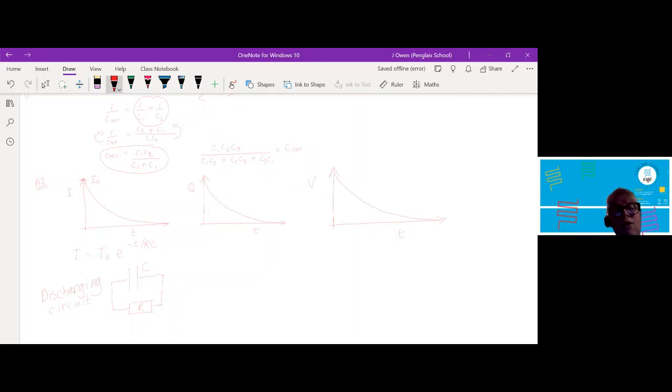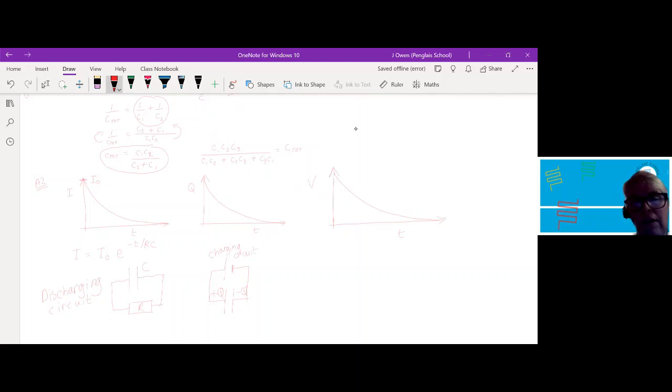Now, if I charged up my capacitor one way and then I discharge it, so for example, let me show you. If I charge up the same capacitor that I've got there, I will have a negative on this plate, so negative charge here and positive charge here. So that's the charging circuit. And the charging circuit will look slightly different to all of this.